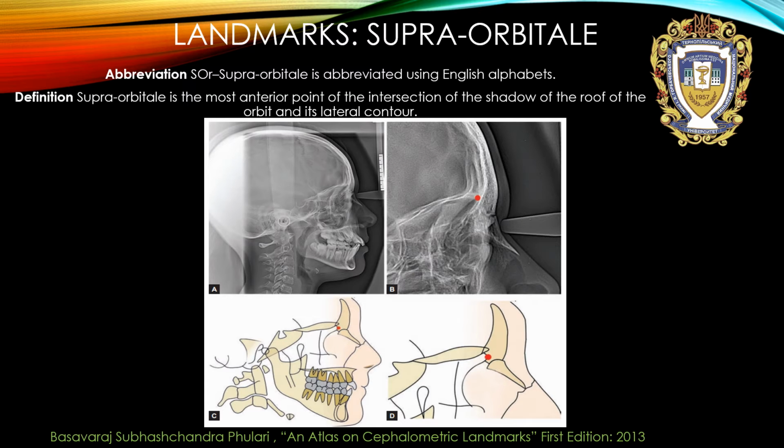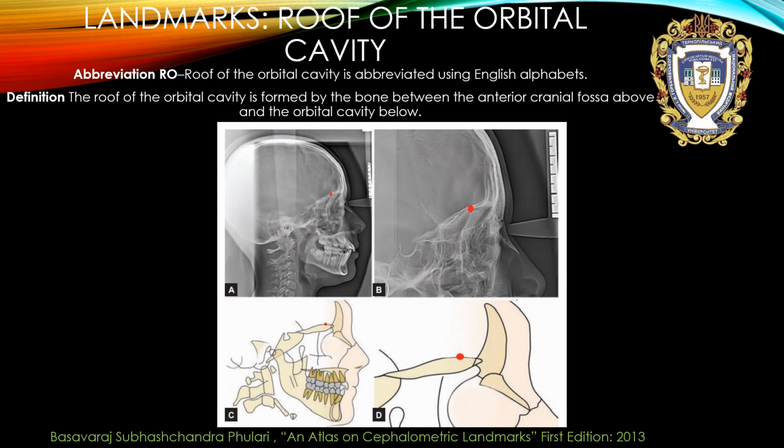Supraorbitale point is the most anterior point of the intersection of the shadow of the roof of the orbit and its lateral contour, like on this X-ray or like on this scheme. The roof of the orbital cavity is formed by the bone between the anterior cranial fossa above and the orbital cavity below.